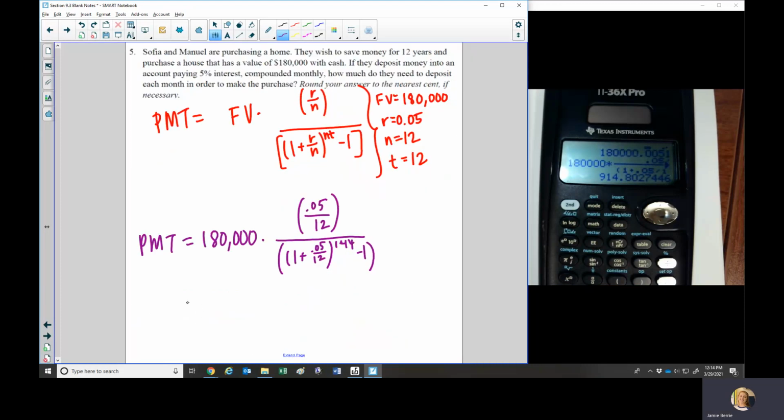Not too bad to save $180,000 in 12 years. $914.80 they need to save every month. And that's a pretty reasonable interest rate, 5% interest.